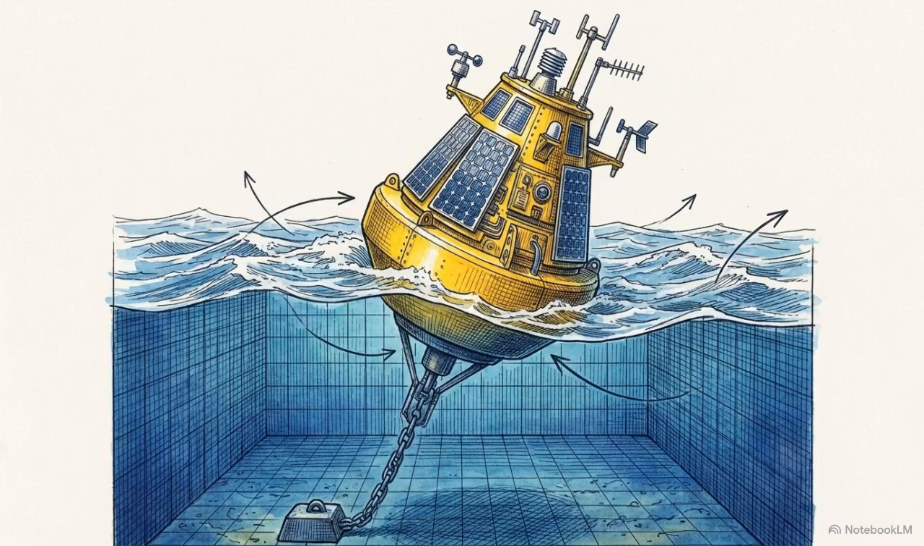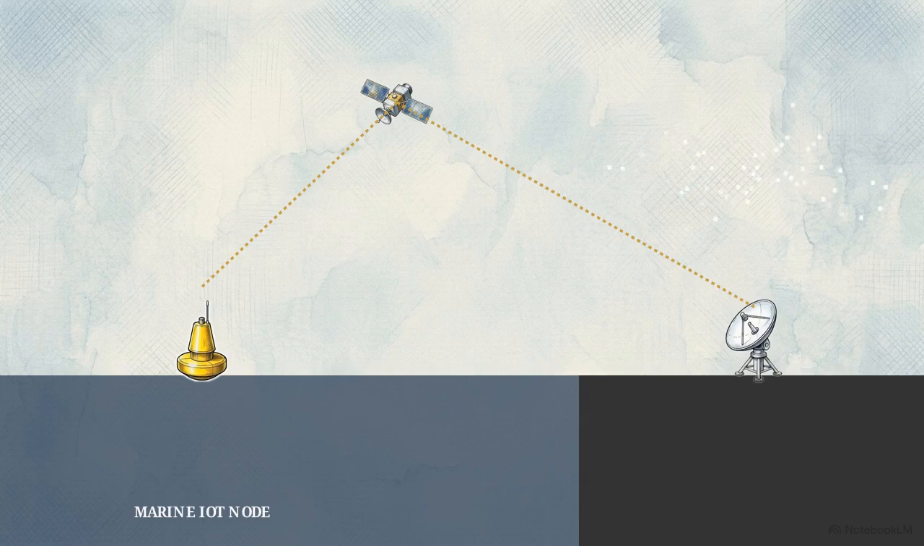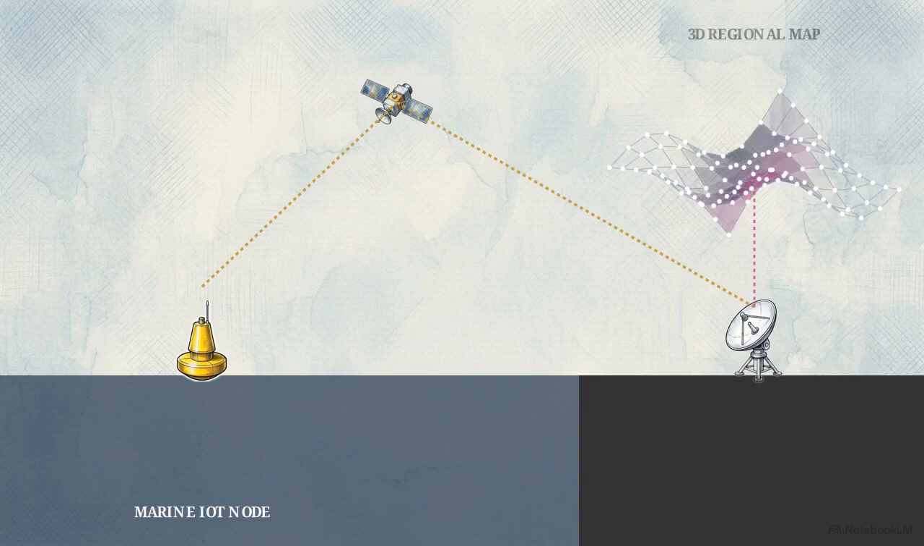While AUVs map volume, smart ocean data buoys serve as their stationary, anchored counterparts at the surface. These floating platforms act as marine IoT nodes. Equipped with weather, acoustic, and water quality sensors, they transmit continuous, real-time telemetry back to shore facilities via satellite communication. By integrating sensors into autonomous hardware, the architecture transforms isolated static data points into dynamic, continuous 3D regional maps.